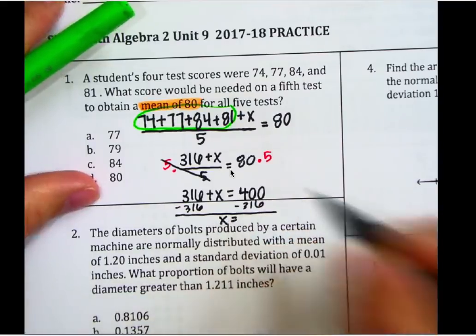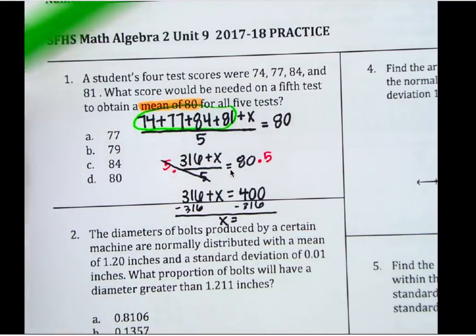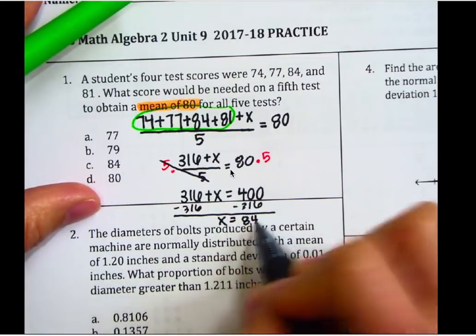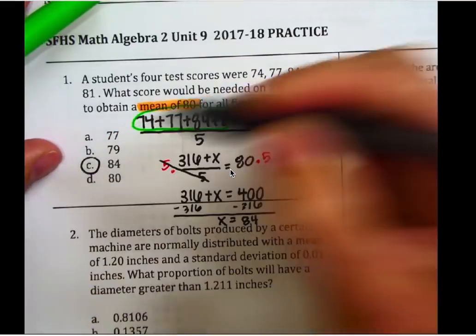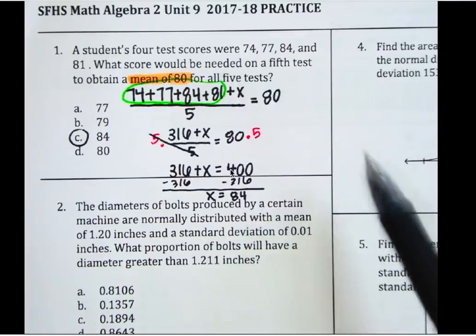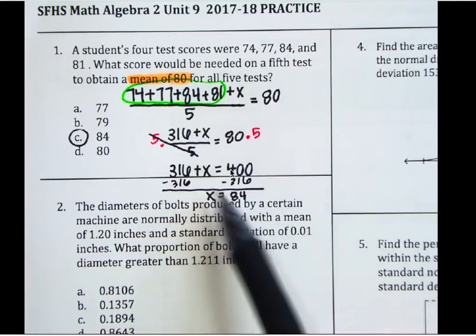So we get x equals 400 minus 316, which is 84. So my answer is 84. That would be the score needed on the 5th test to obtain the average of 80.